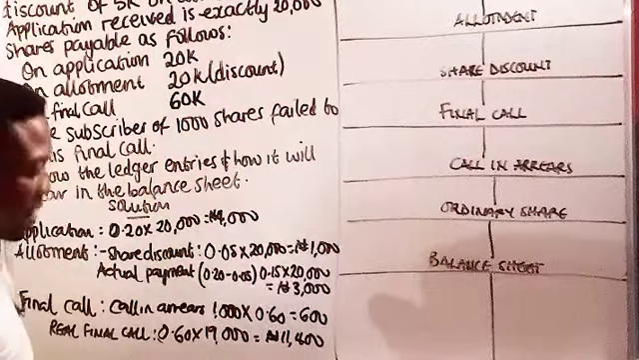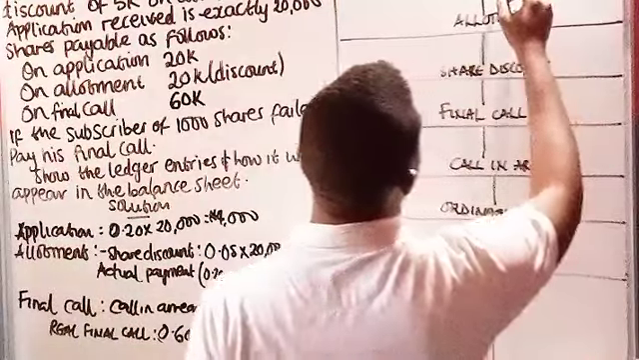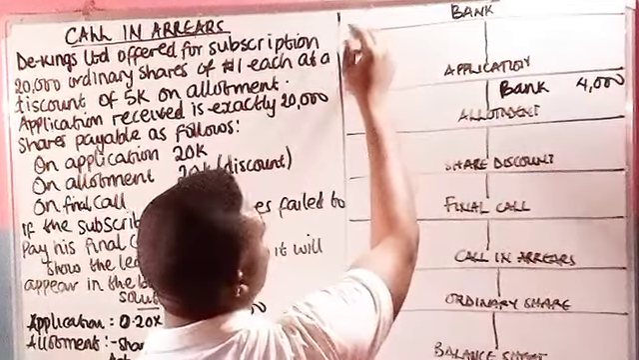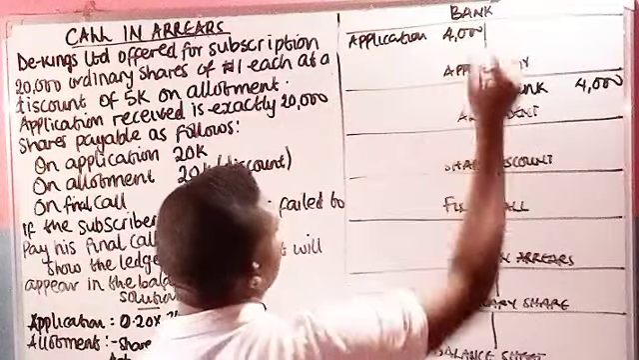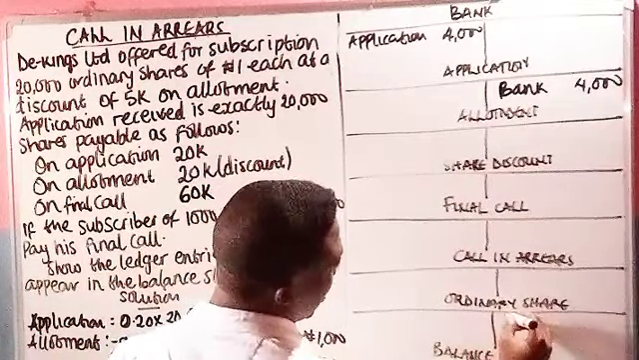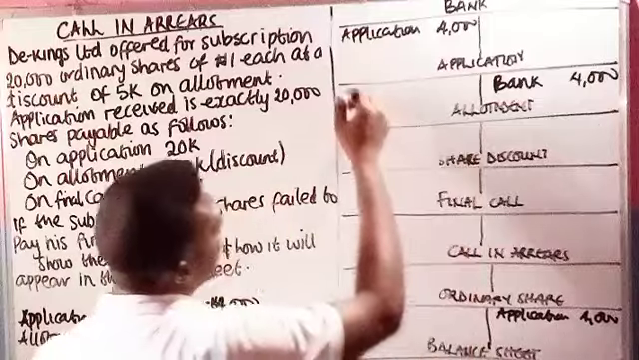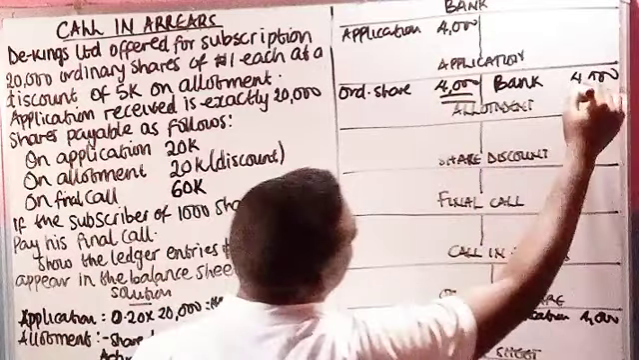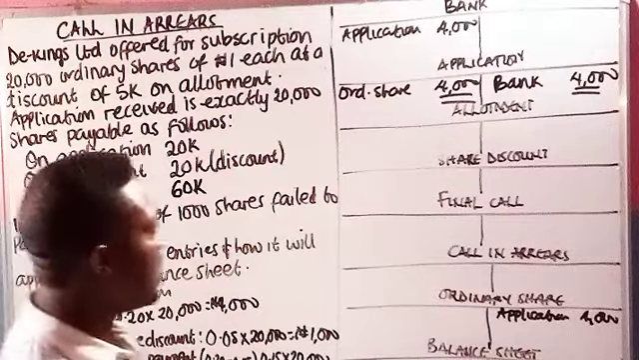Okay, now let's prepare this. Now the first one, application. Application is paid to the bank. So we have the bank, which is 4,000, received from application. So application here is 4,000. Okay, so the ordinary share capital, allotted shares. So here now will be application 4,000. So application will receive from ordinary share 4,000. So close it.